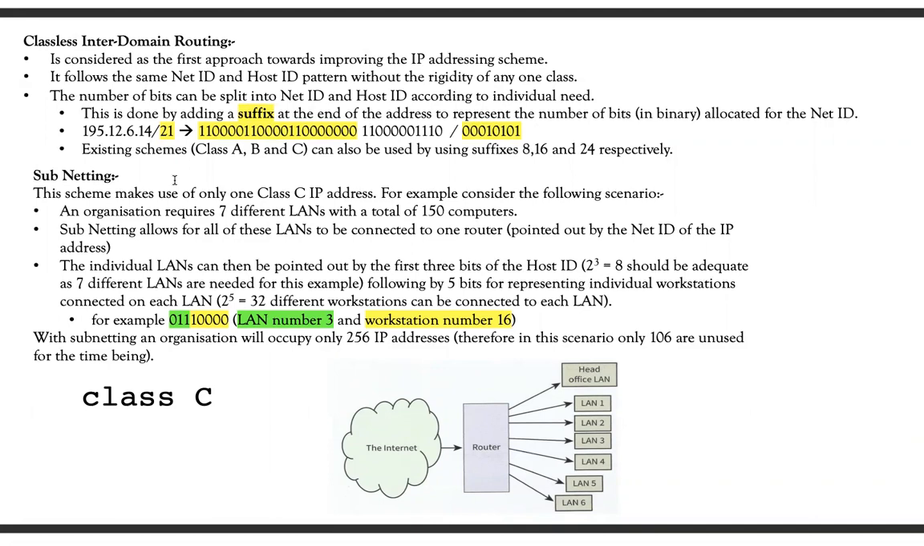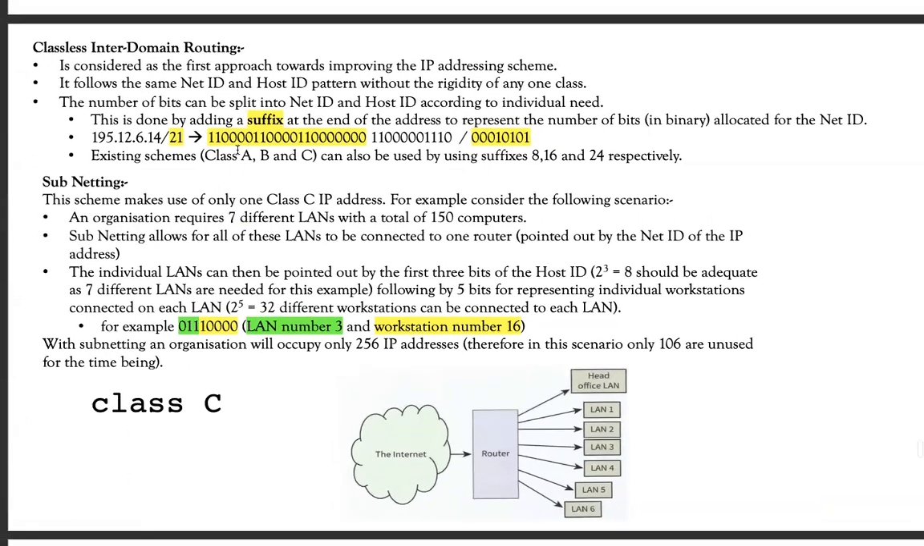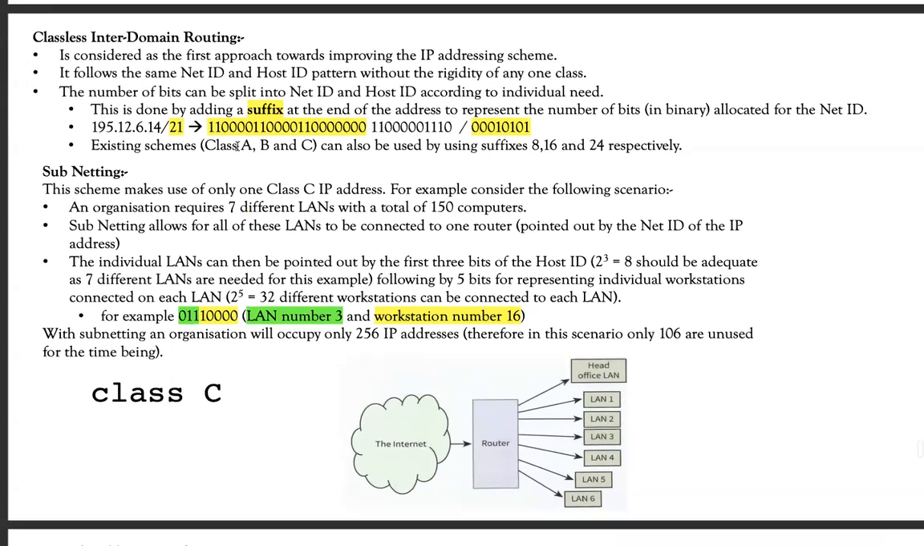So basically, if I want to host different networks, I will need different net IDs. If I don't allow for different net IDs, then I won't be able to separate different networks. Now, subnetting is a technique that allows you to create different networks in your setup, in your organization, without having to buy or take up different net IDs. You can do it by just using one net ID, for example. That is the process of subnetting. Now, to understand this process, let's look at this example.